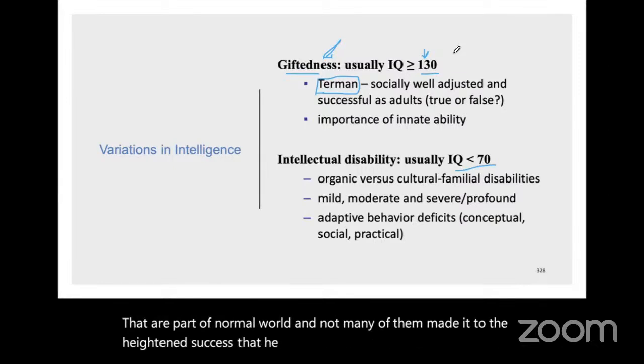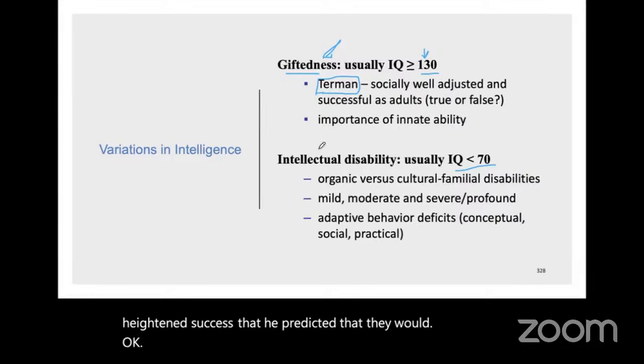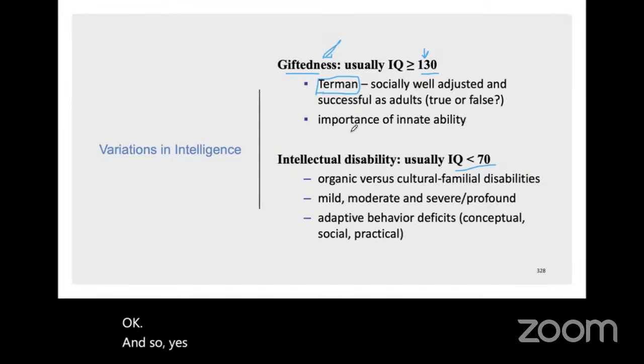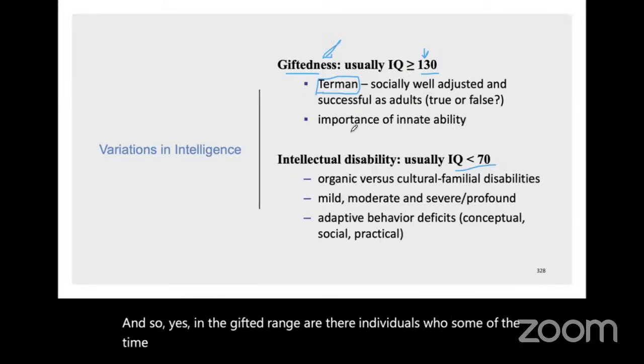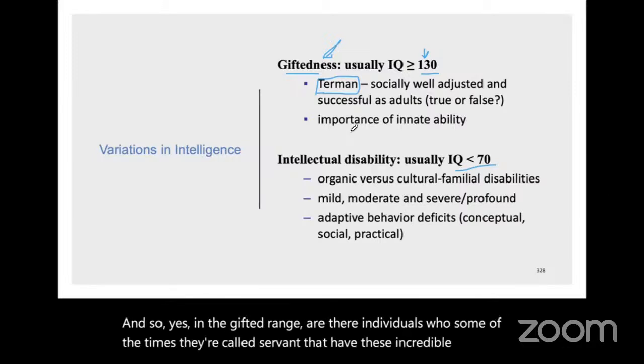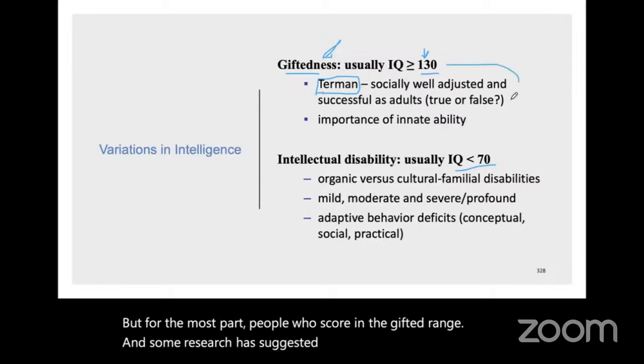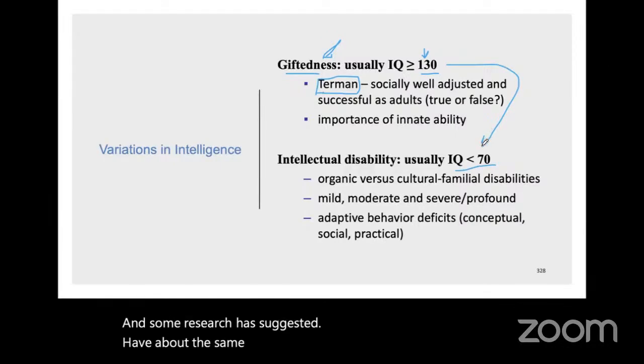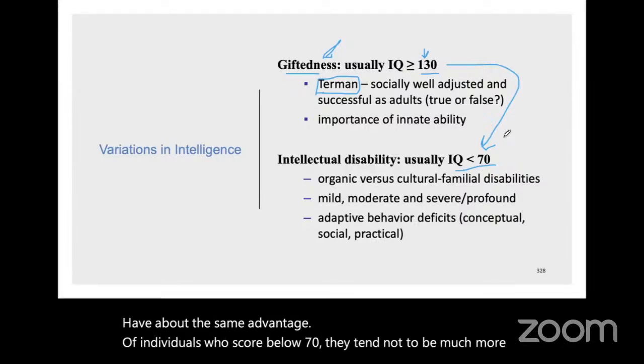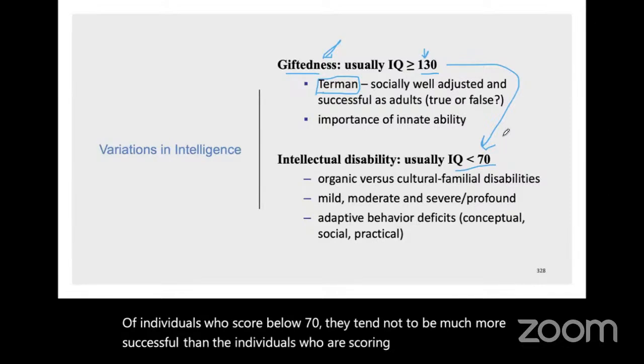Okay, and so yes, in the gifted range, are there individuals who sometimes are called savants, that have these incredible abilities. But for the most part, people who score in the gifted range actually, and some research has suggested, have about the same advantage as individuals who score below 70. They tend not to be much more successful than the individuals who are scoring in that range and below.